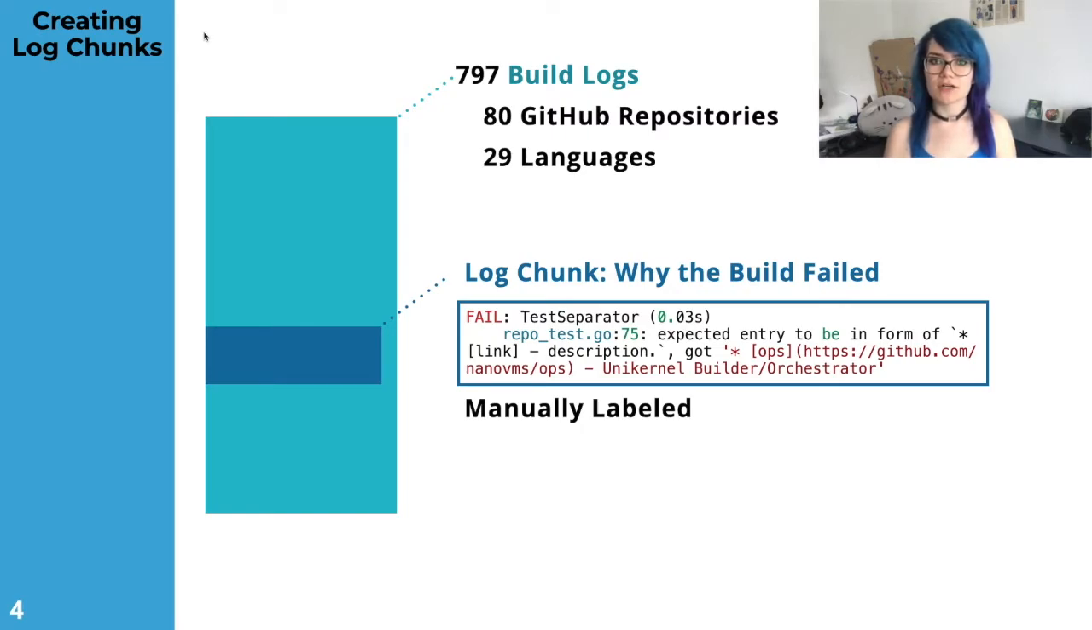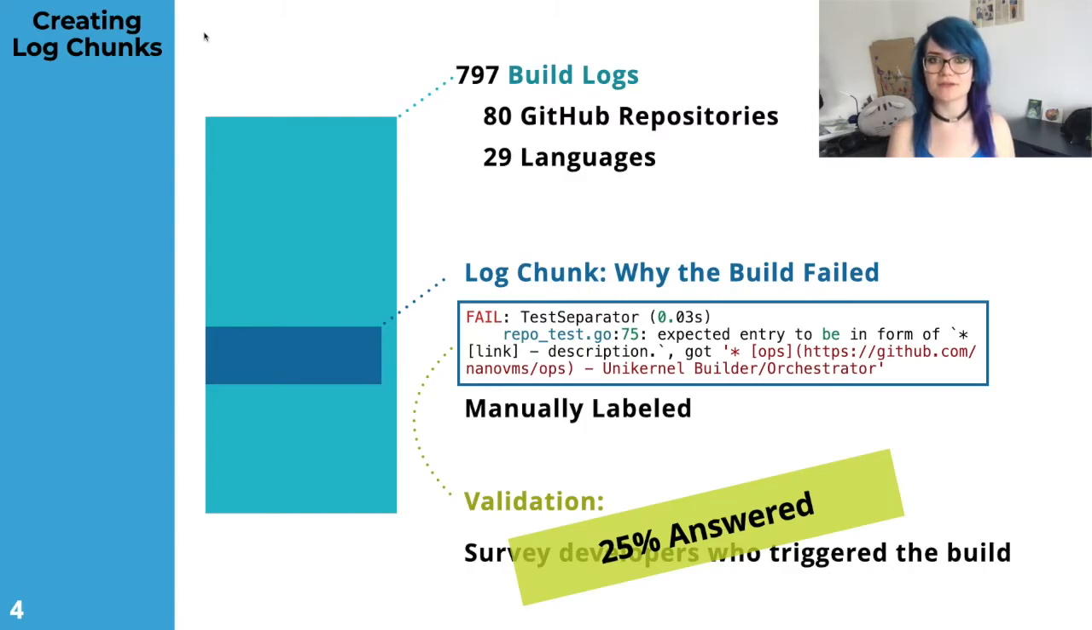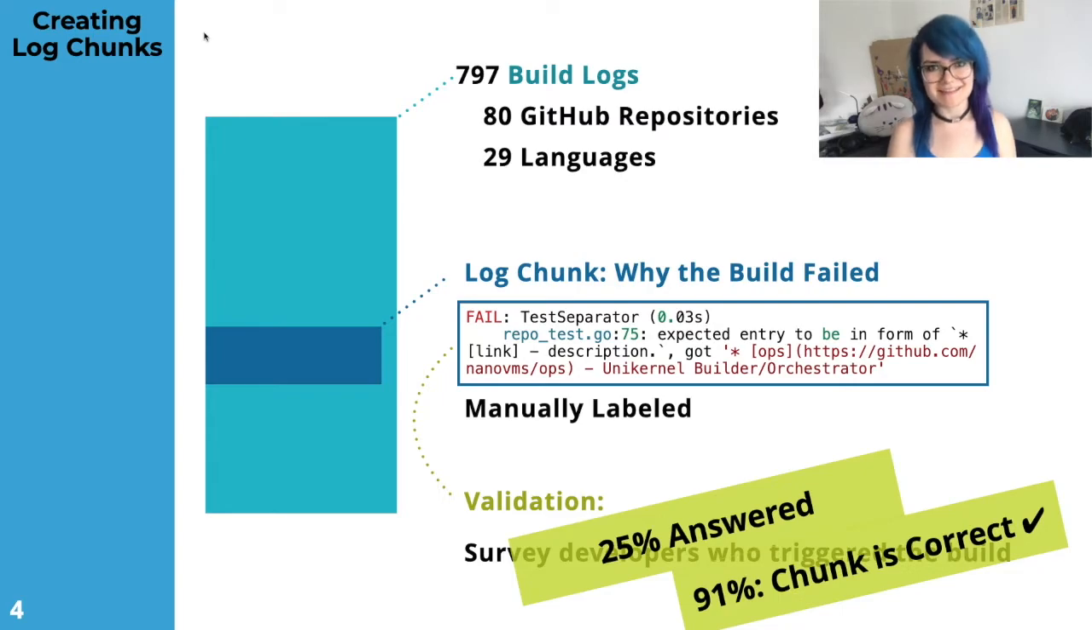We also externally validated these chunks by surveying the developers who originally triggered the build. And we asked them, is this part of the log really describing why the build failed? We got answers for about 25% of the logs in our dataset, and 91% of these answers said, yes, you are correct, this is actually why the build failed.